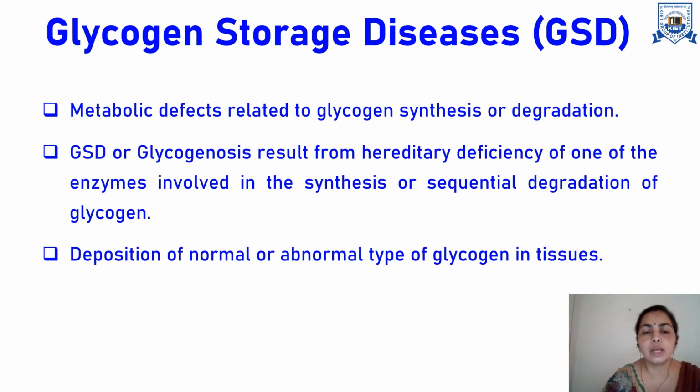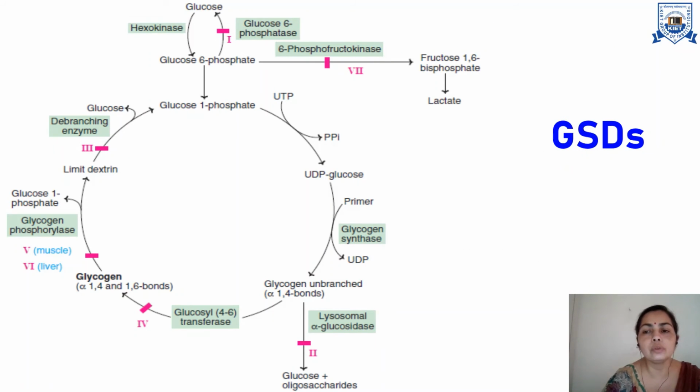Now, what will happen in those cases? There might be deposition of normal or abnormal glycogen in the tissues, and definitely it is going to lead to some serious disorder. Here all those deficiency disorders are elaborated in this diagrammatic picture, where we could see that there are 5 types of GSDs. One is where glucose is produced from glucose 6-phosphate in the presence of glucose 6-phosphatase enzyme. So in the absence of this enzyme, type 1 GSD is observed.